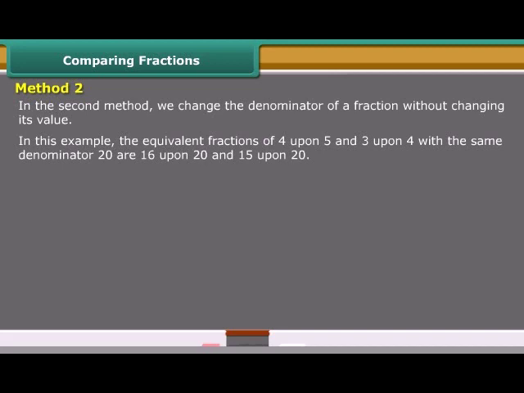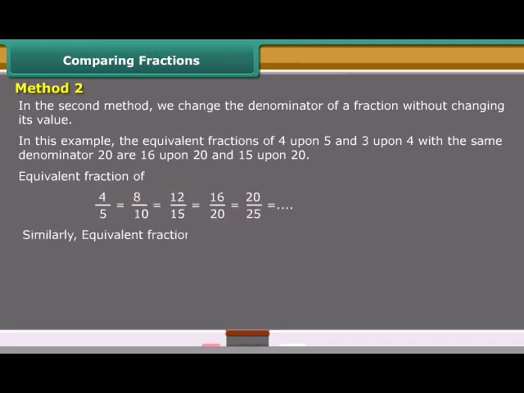Method 2. In the second method, we change the denominator of a fraction without changing its value. In this example, the equivalent fractions of 4/5 and 3/4 with the same denominator 20 are 16/20 and 15/20. Equivalent fractions of 4/5 are 8/10, 12/15, 16/20, 20/25, and so on. Similarly, equivalent fractions of 3/4 are 6/8, 9/12, 12/16, 15/20, and so on.